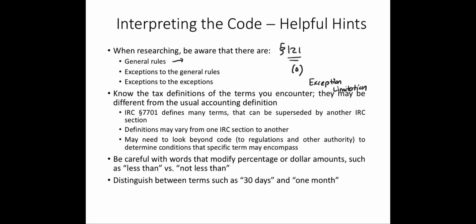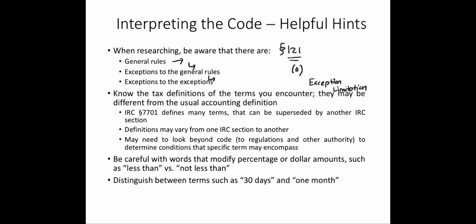So there are general rules, and general rules aren't always at the top, but usually they start off at the top. And then as we go below, we have exceptions to the general rules, and then of course exceptions to the exceptions. Now again, it's not always in that format, but as many of you know, in the tax law there are so many different exceptions to the general rule, and there are exceptions to the exceptions. So always keep that in mind.